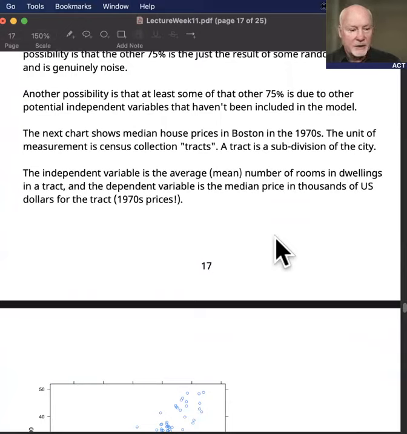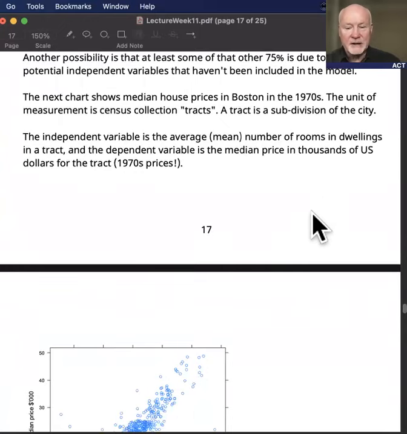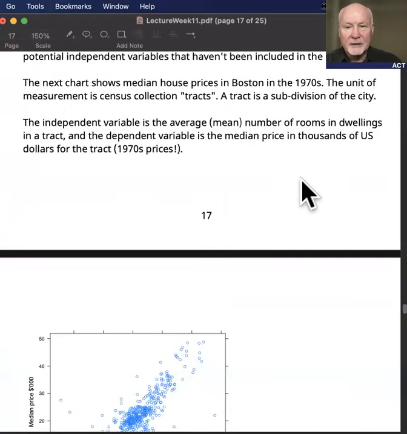The information I have about the data doesn't specify exactly what a dwelling is. I guess it could be an apartment or a house, maybe some kind of a boarding house, but the maximum number of rooms seems to be around about 9 or so, or at least the mean number of rooms in a tract. The largest one is just under 9.